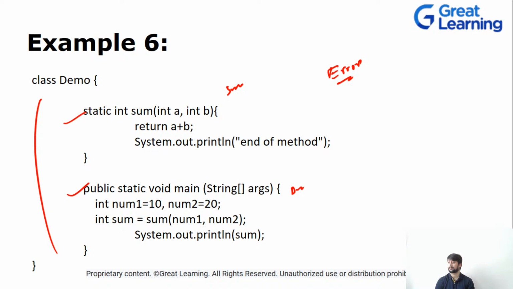Quickly, guys. So we have this static method over here, and it has two arguments and is returning something. Then we have another method, which is the main method. In that we have defined two variables, then we are adding them, and then we are printing out the output.